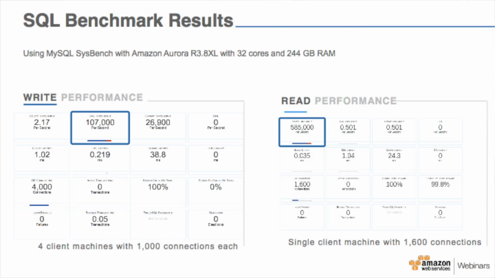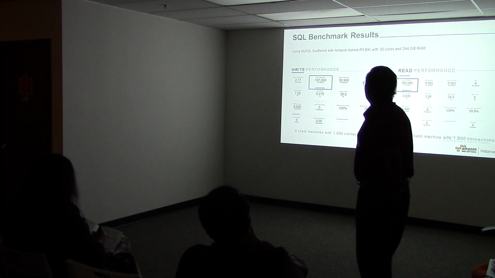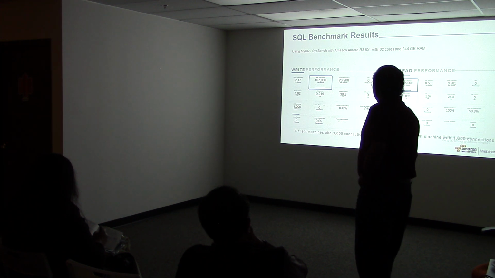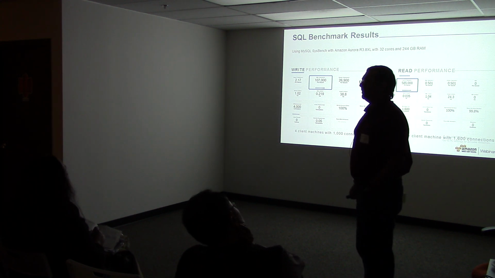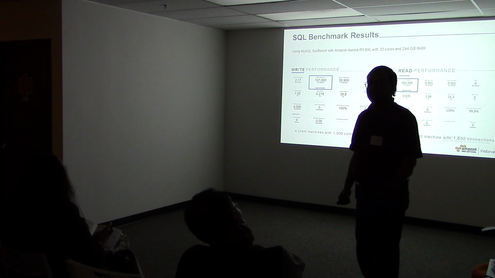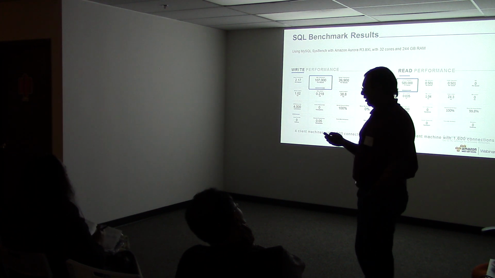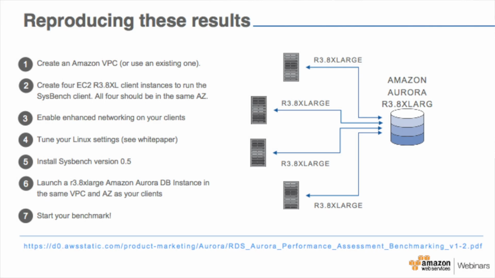These are Sysbench benchmark numbers. Our write performance, this is on an 8XL with 244 GB of RAM and 32 cores. This is the largest instance that Aurora runs on today. Of course, we have plans to move to larger instances when they are available in AWS. So you get roughly 100 plus K of write IOPS per second and 500 K of read IOPS per second. This is running Sysbench. All of you can run that. In fact, this is the way you can reproduce the results.